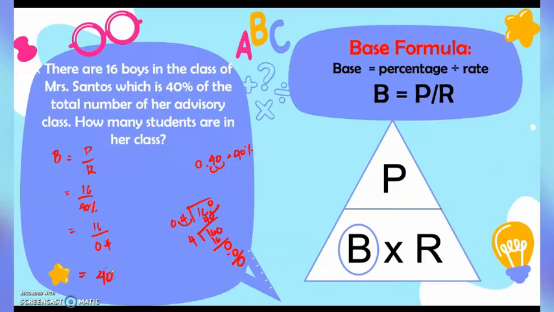So how many students are in her class? She has 40 students. If you want to check if the answer is correct, you multiply 40 times 40%, or 0.4. We change it to a decimal number. So we have 16. Count the decimal place, 1. Okay, so we have here 16, and 16 boys is 40% of that 40.